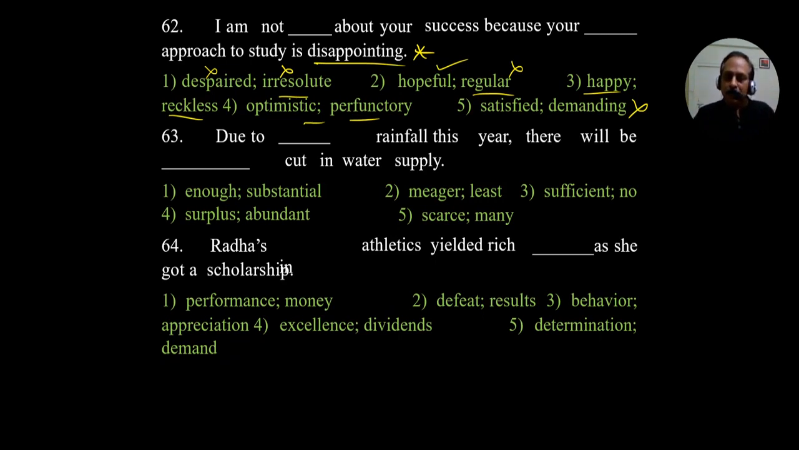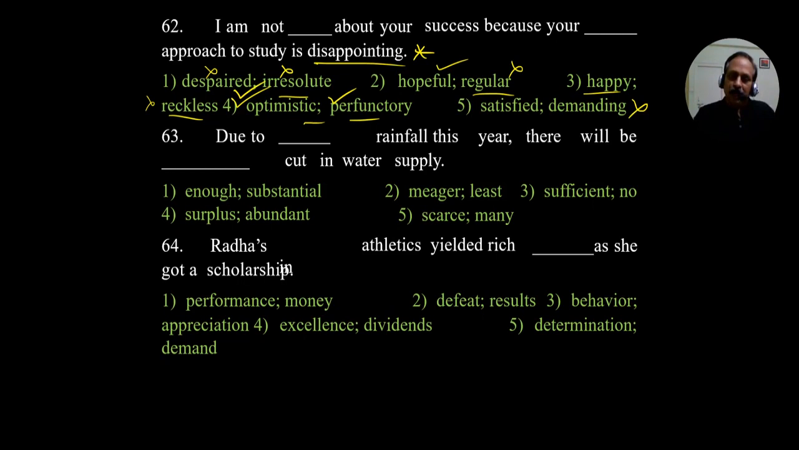But here the second one, regular, is not correct. Reckless, generally we don't say. In the context, reckless approach, perhaps. Which is a better word? I am not happy, I am not optimistic. Optimistic is a better word. And your reckless approach or your perfunctory approach, which is a better expression? Not reckless, it is perfunctory. Based on that, what is the answer? The fourth option is the answer.